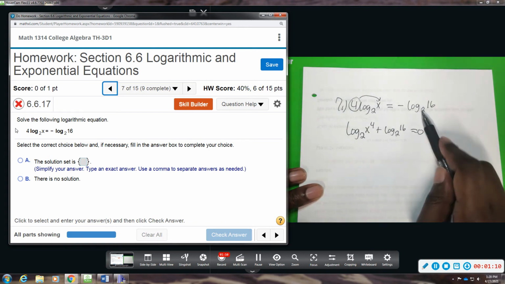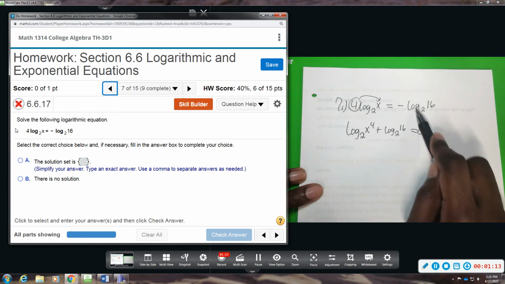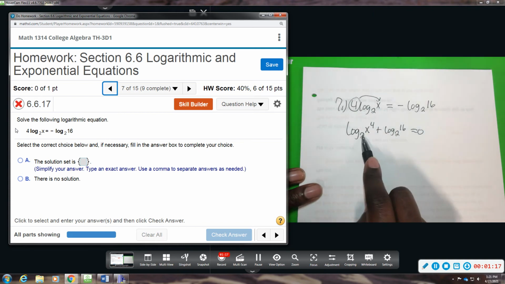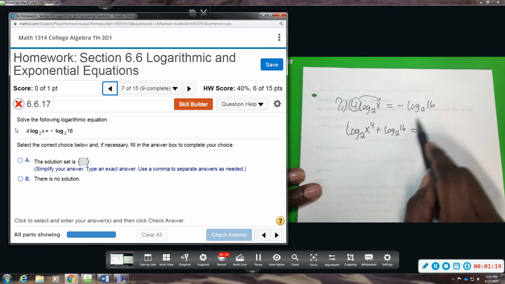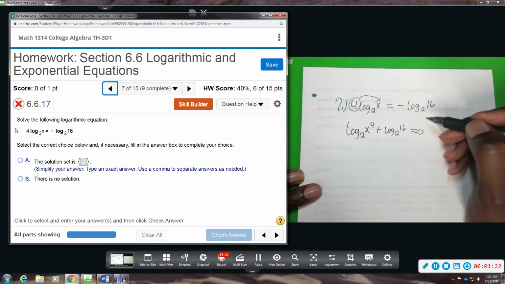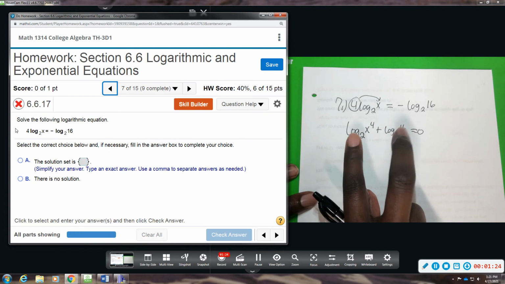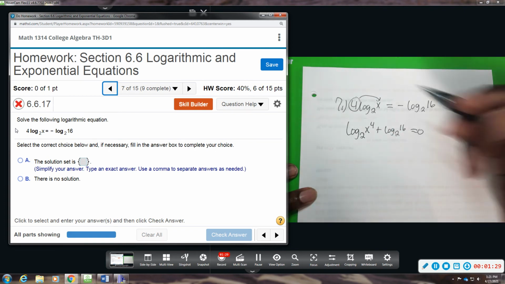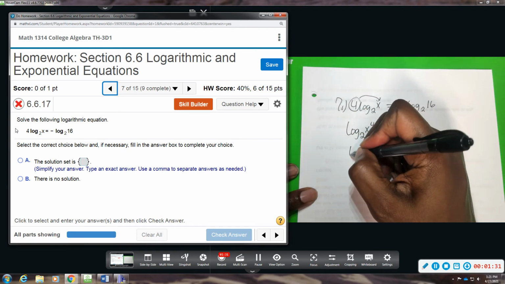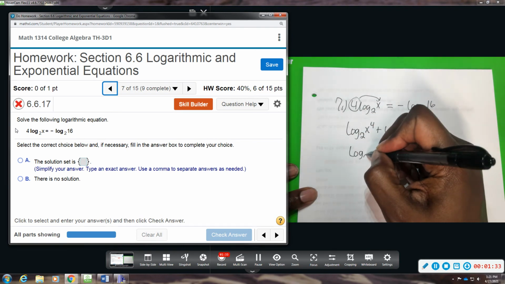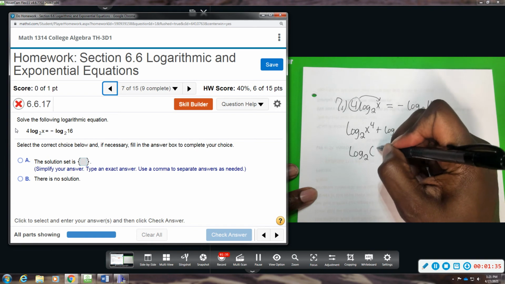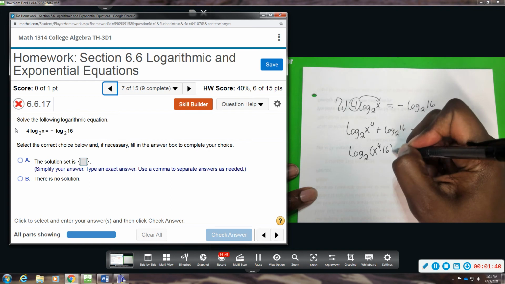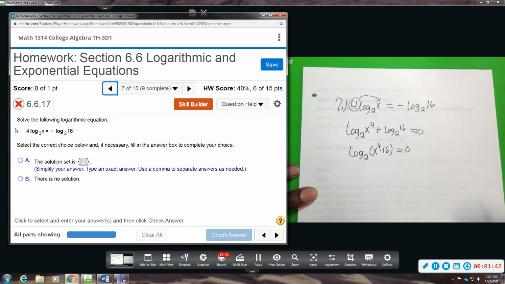So again, what we did is we added, because this is minus, we added to move it over, and then we bring the 4 up, and then we're left with 0 when I add it and subtract it from that side. Now, the property of log says if you're adding 2 logs together, you can rewrite that as multiplication. So I'm going to rewrite this as 1 log base 2. This would be x to the 4th times 16 equals 0.